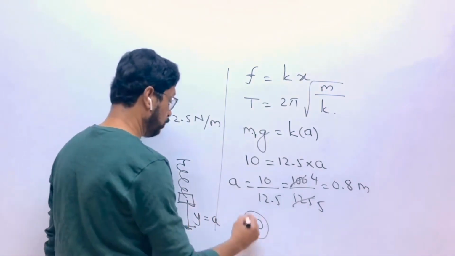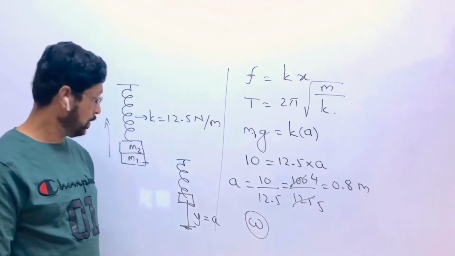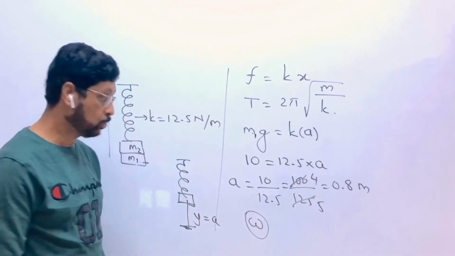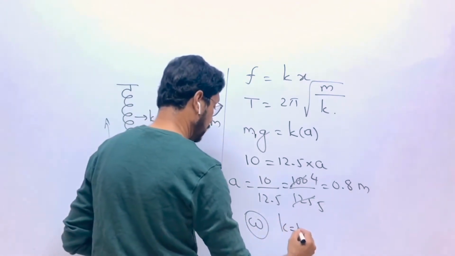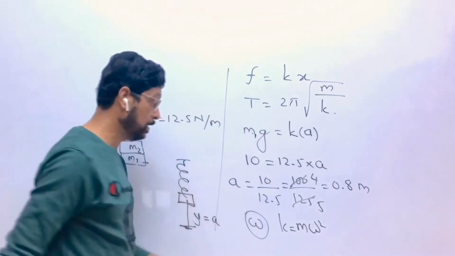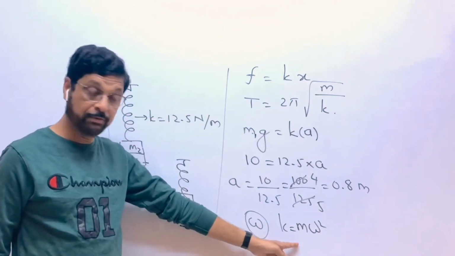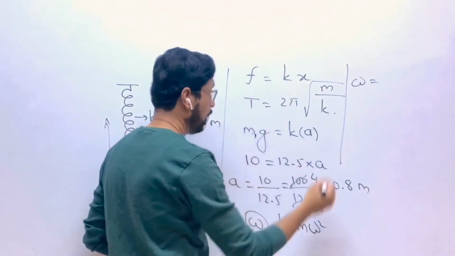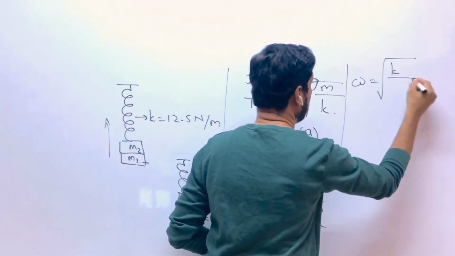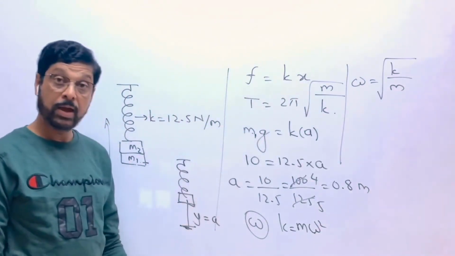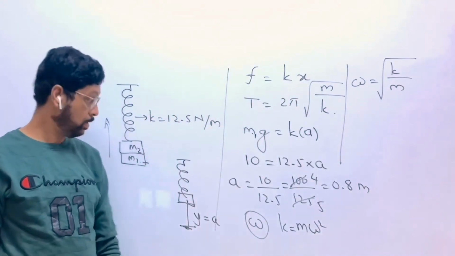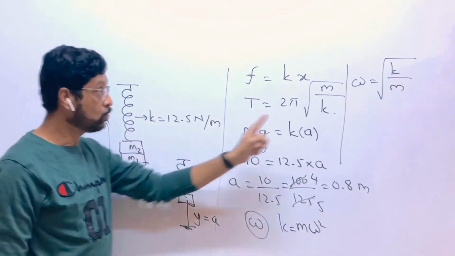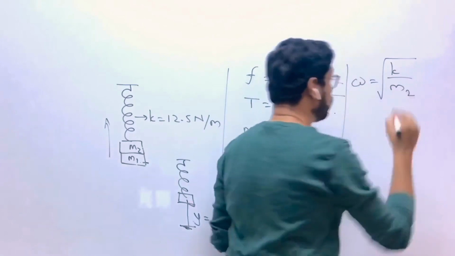And how can you find omega now? You know the value of K. You have to find omega. So K is equal to m omega square. We have seen this in theory in the derivation. Or you can say omega is equal to under root K by m. And which m now? Actually, M2 is performing the simple harmonic motion. So now m will be M2.